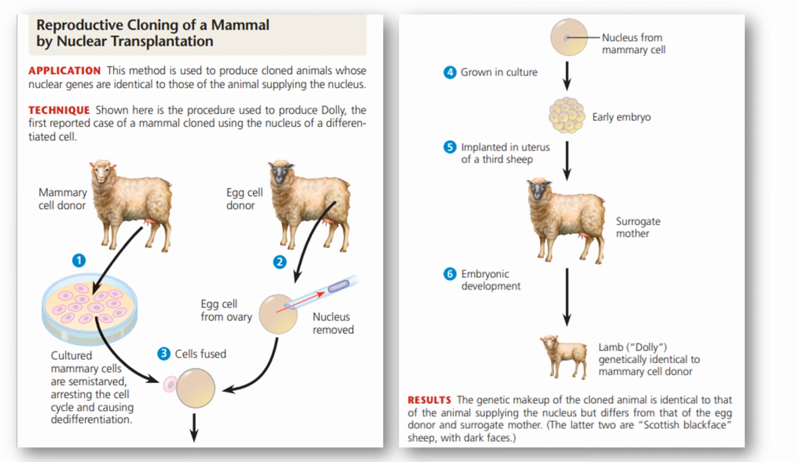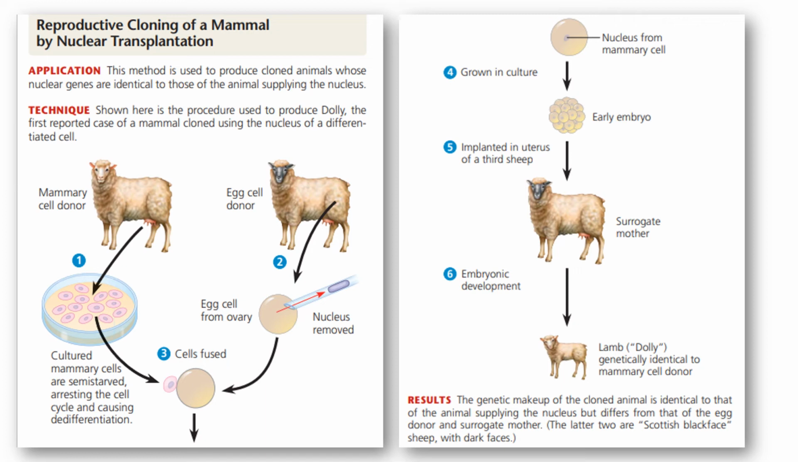And of course, cloning. Ayan, by embryo splitting or nuclear transfer, such as that of making Dolly the sheep and Sissy the cat. Ayan, let's explore kung paano nga ba ito ginawa si Dolly. Siya yung first genetically identical mammal. So yung application nito, this method is used to produce cloned animals whose nuclear genes are identical to those of the animal supplying the nucleus.